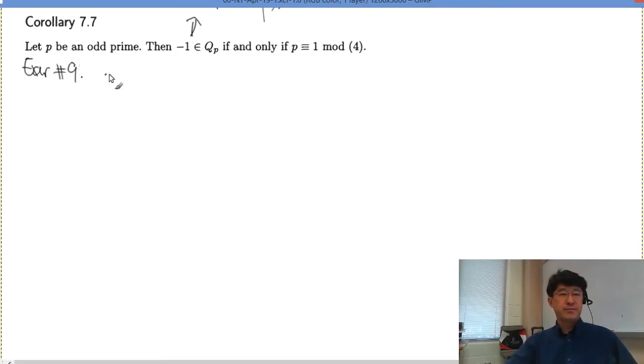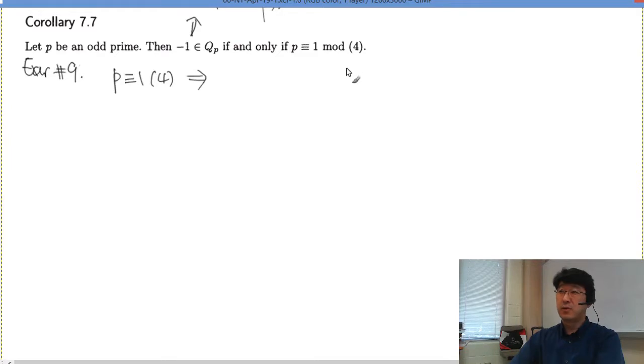All right. I think you should start with this easier one. P is 1 mod 4. Is -1 a quadratic residue, right? What are you going to do? P is 1 mod 4, and you know the answer? What is it?